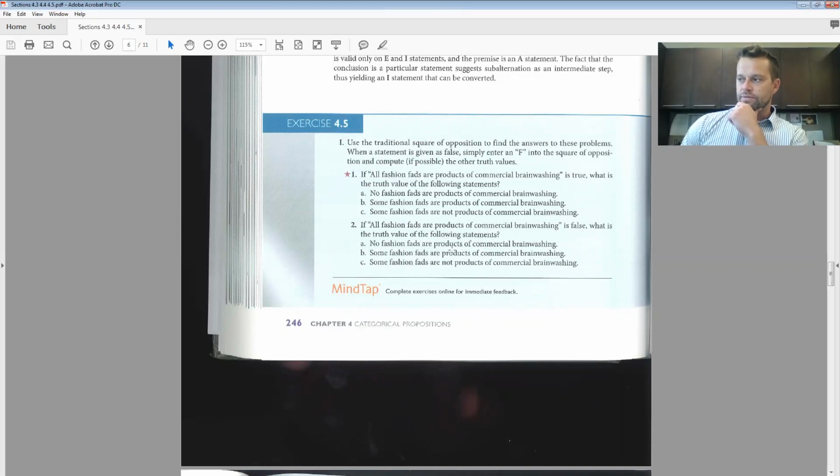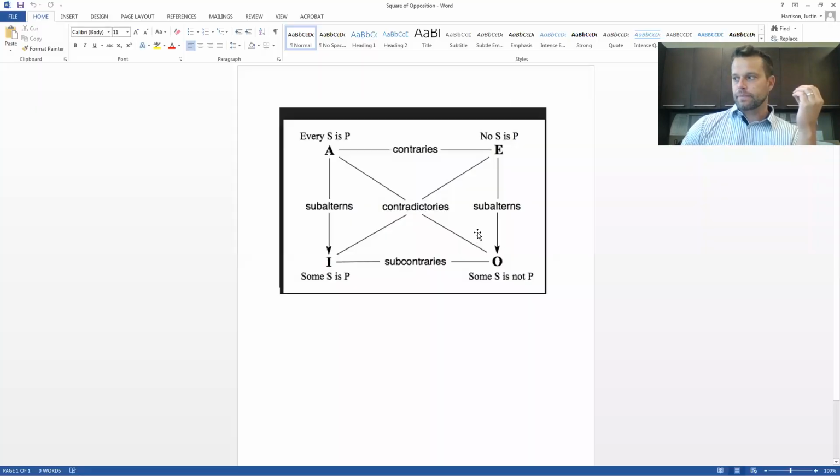All right, so no fashion fads are products of commercial brainwashing. First we need to identify what that is. No FRP. Well, again, if we look at our table, no FRP is an E-form statement. When A is given as false, in the contrary relationship, what do we know about the corresponding E-form statement? If A is given as false, pause and answer that question yourself: what is the truth value of E? The answer is that it's undetermined.